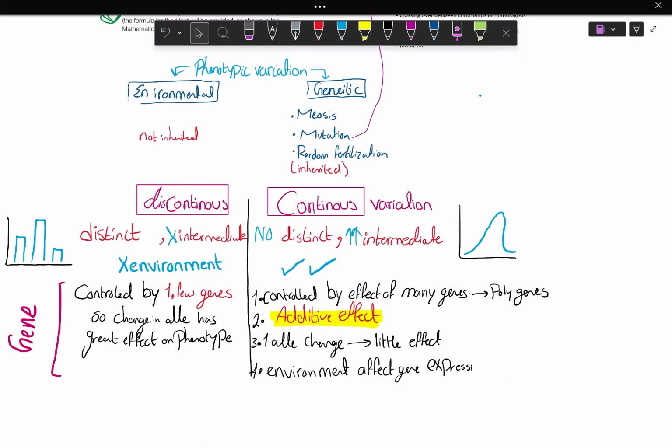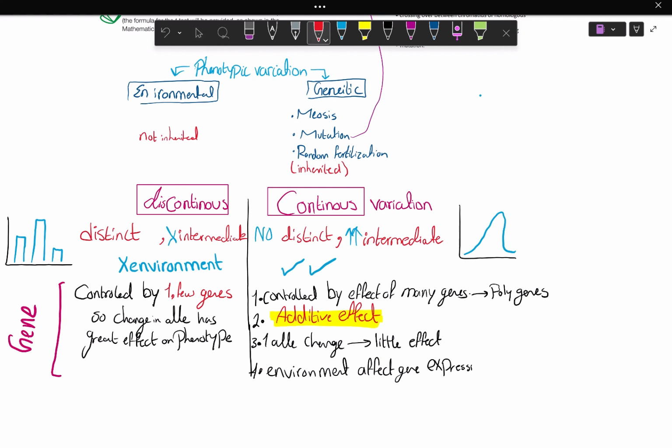It is distinct. So you either have this phenotype or you have this phenotype. There are no intermediates in the middle. An example for this is blood groups. You either have one of the 4 blood groups. You either have A, B, O, or AB. There is nothing in the middle. There is no O and a half or B and a half. No, it's A, O, B, or AB, okay?